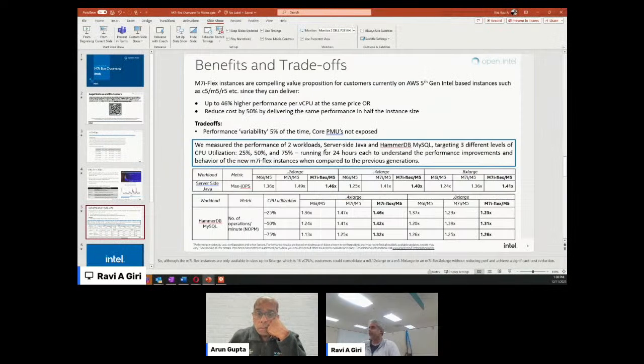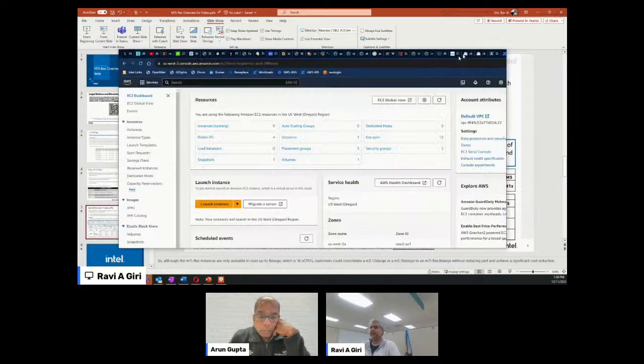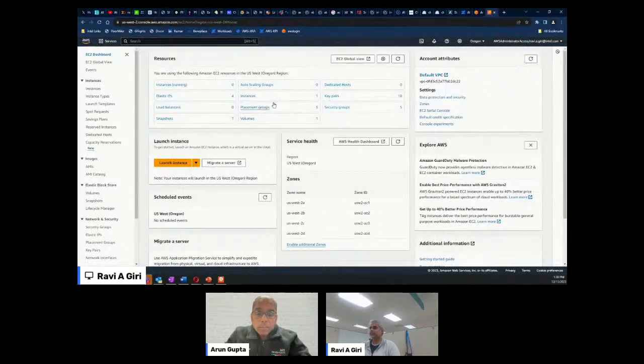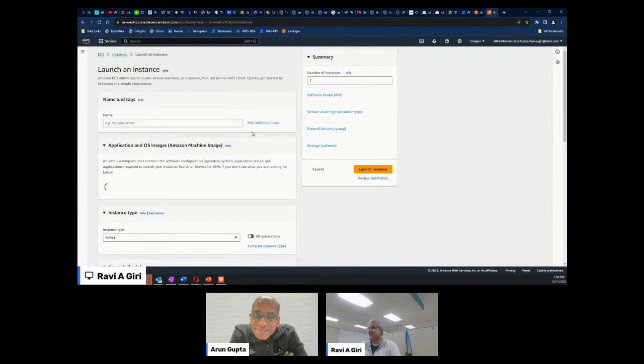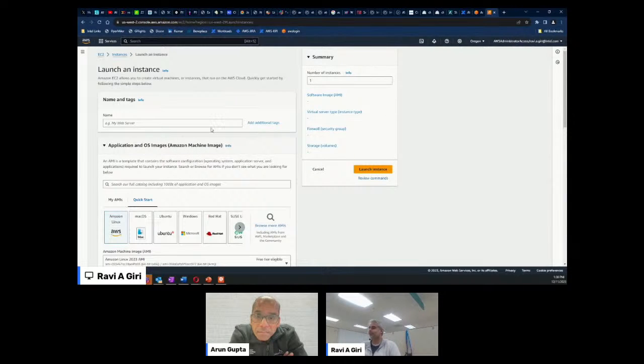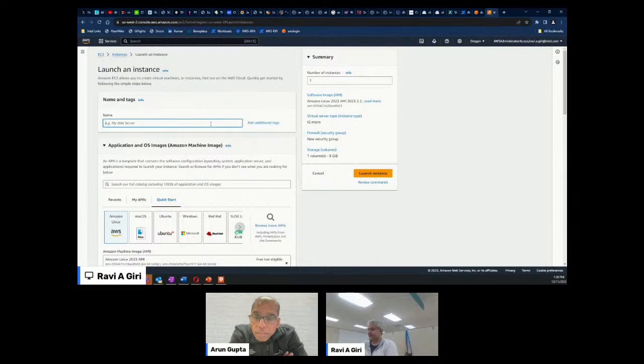Okay, so let me try to switch to the console and just launch a Flex instance. So I'm in the standard console. I'm just using the ClickOps methodology, if you will, just so that it's easier to demonstrate.